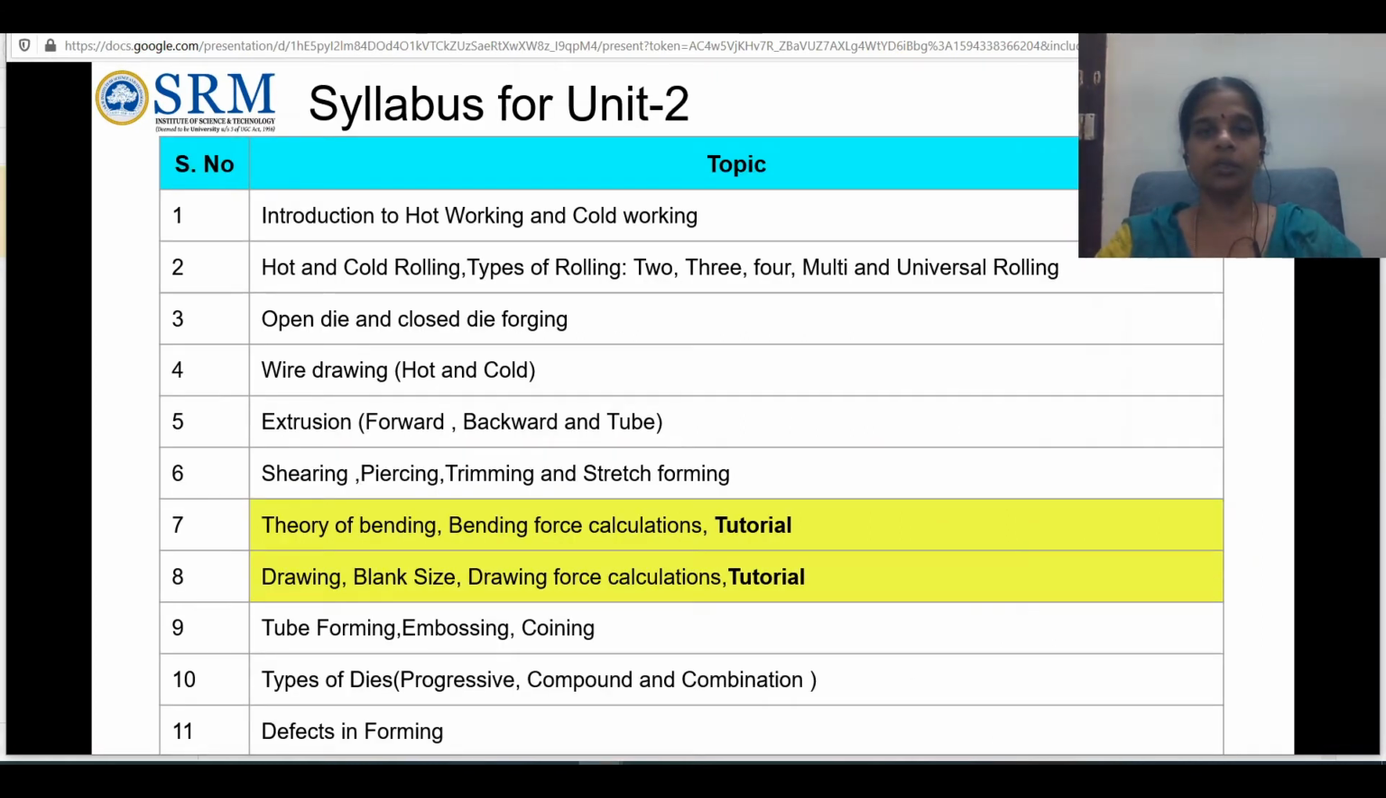These are the syllabus topics we are going to cover in Unit 2. It starts with an introduction to hot working and cold working and the different types of processes in hot working and cold working, namely rolling, forging, wire drawing, extrusion, bending and forming, and the types of dies and the defects involved in that.